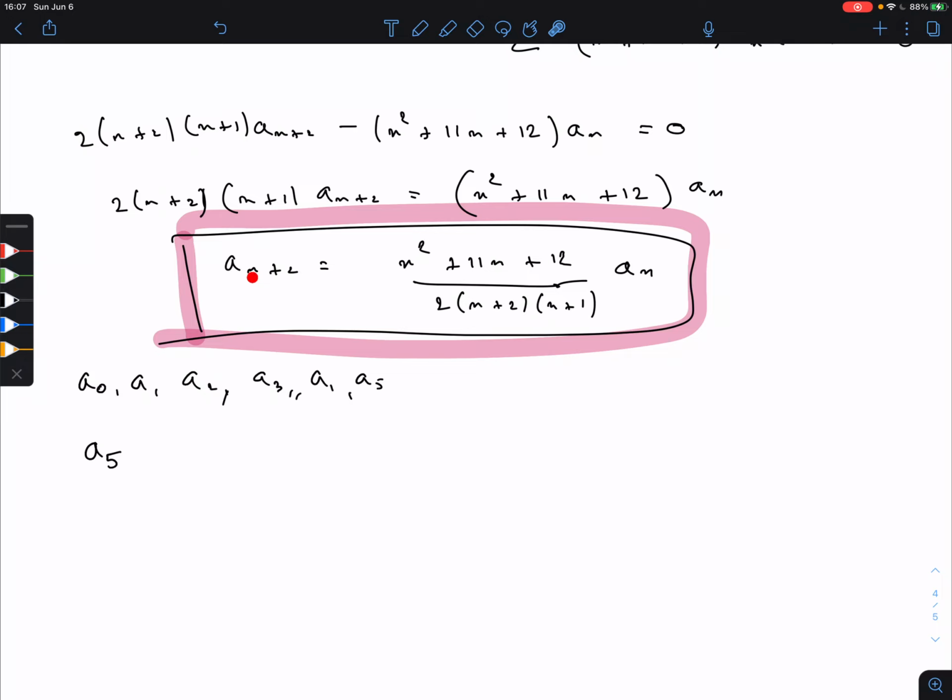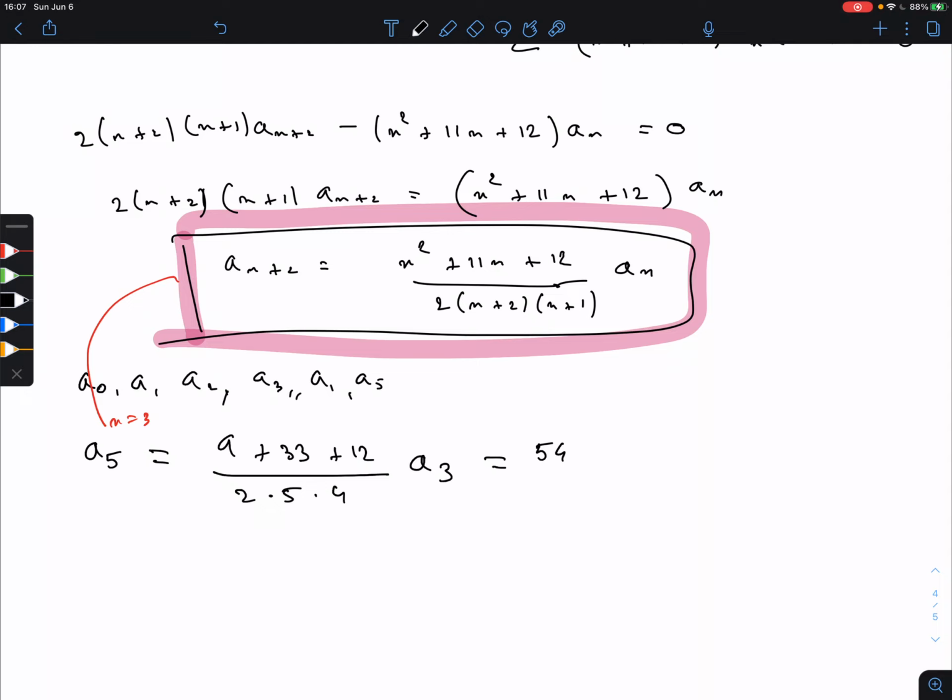So this means I'm going to put in n equals 3 in here. So we do n equals 3. And that tells me that A5 is equal to 9 plus 33 plus 12 divided by 2 times 5 times 4, A3. Yeah, the number is getting a little bit ugly. I changed the numbers, and that's why it's not so nice anymore. But these numbers are never going to be really nice. Okay, there's going to be always fractions. So 9 plus 12 is 21. So this is 54, if I didn't make a mistake.